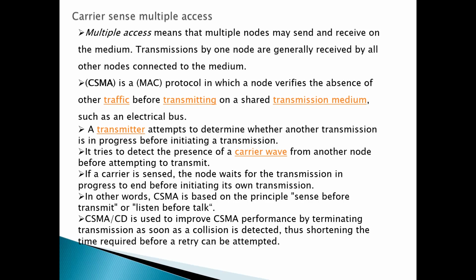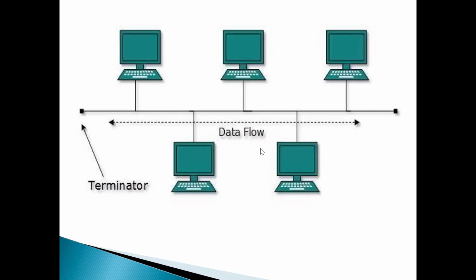CSMA is a MAC protocol in which a node verifies the absence of other traffic before transmitting on a shared transmission medium, such as an electrical bus. So here you can see, if this PC tries to send data, before sending it has to check, because this PC might have sent data before that. If data is on the cable, the other PC has to wait for the network path to clear. Okay, got the point?